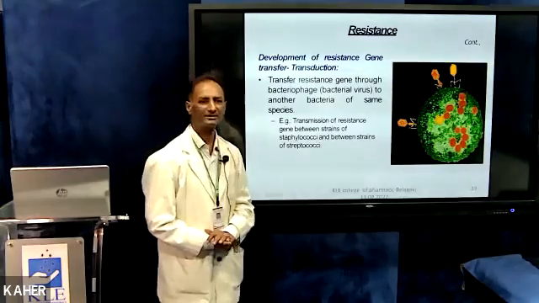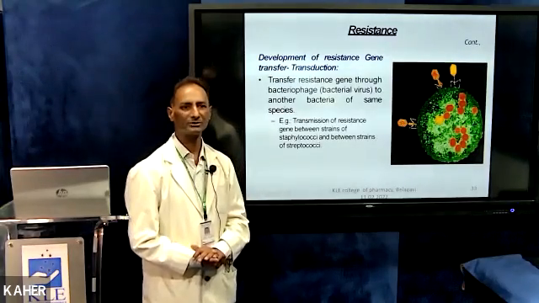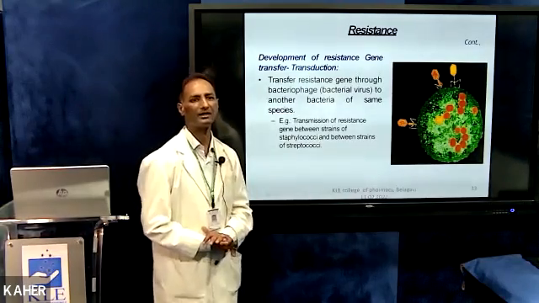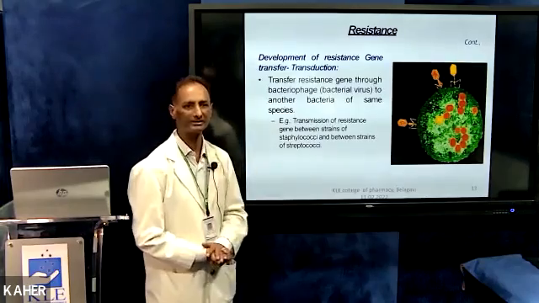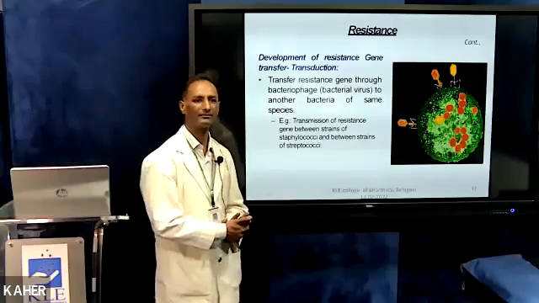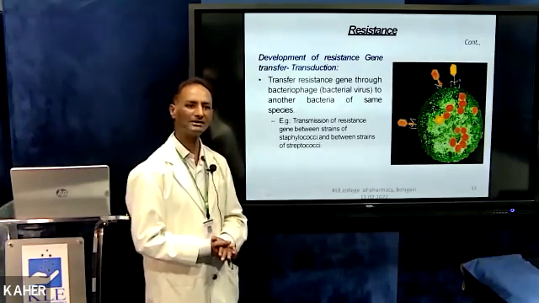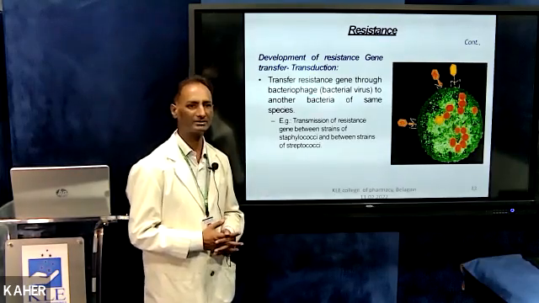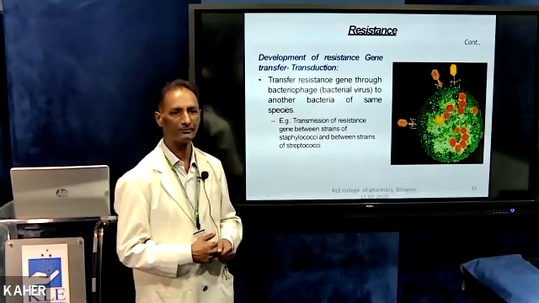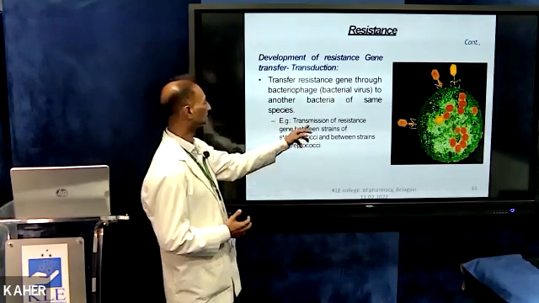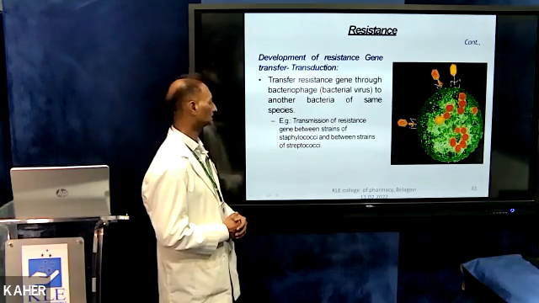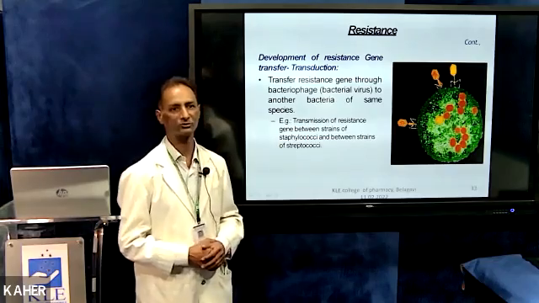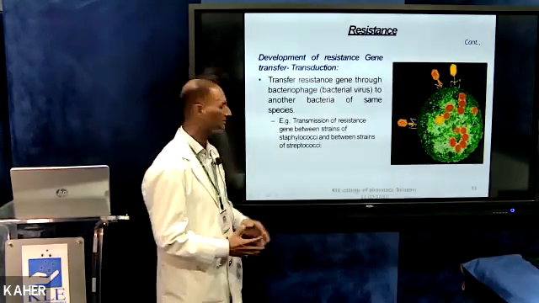Another mode by which resistance develops in microbes is through transduction. Here the gene is transferred through a bacteriophage or vectors from one bacterium to another bacterium of the same species, through the bacteriophage or through an extrachromosomal component in the bacteria. Transmission of resistance between strains of staphylococci and between strains of streptococci also takes place through transduction pathways.